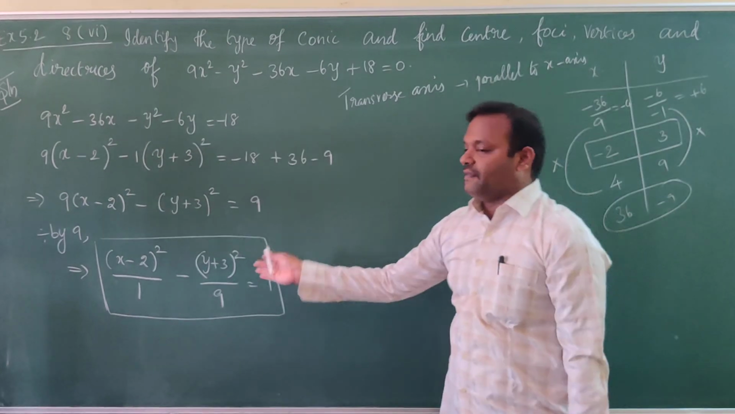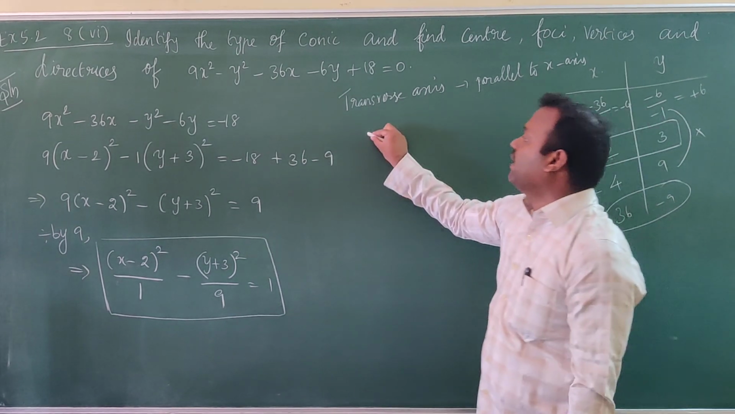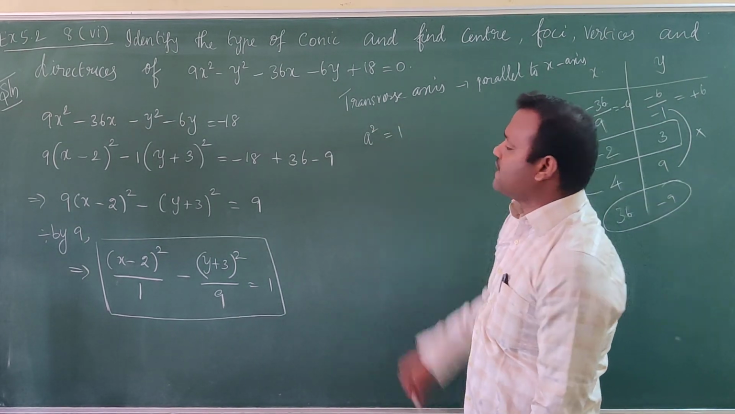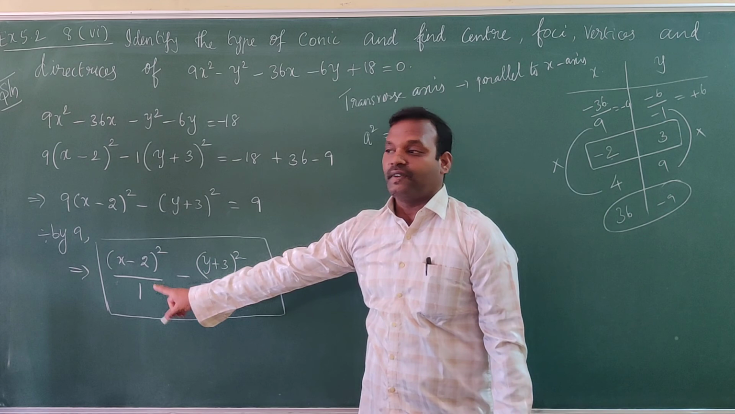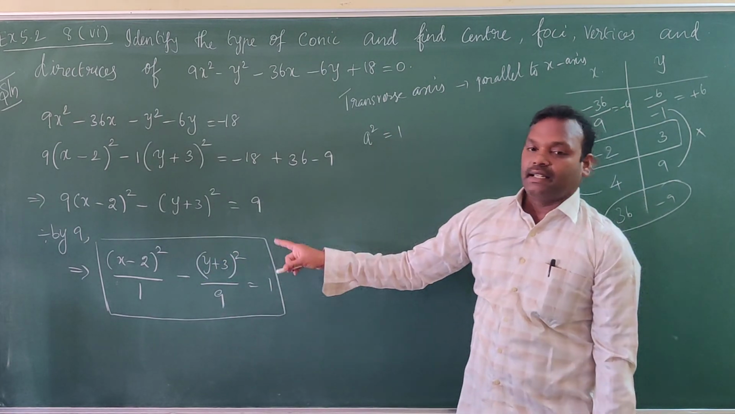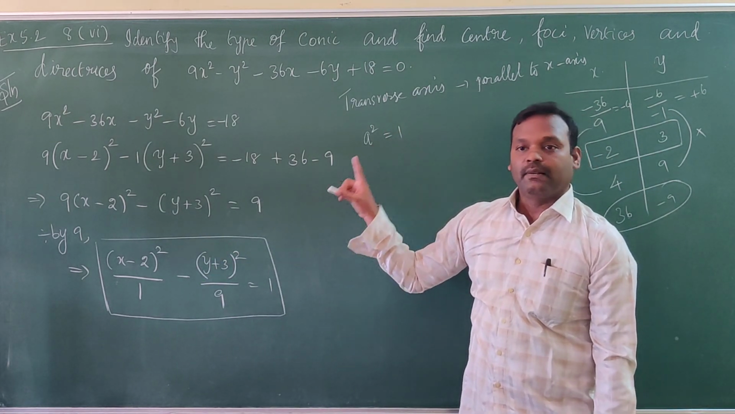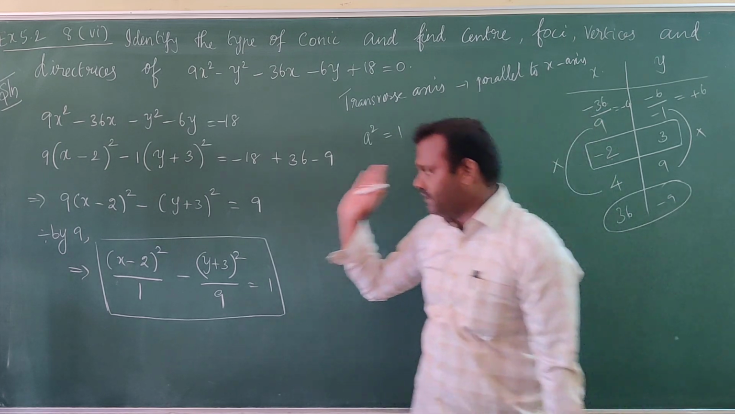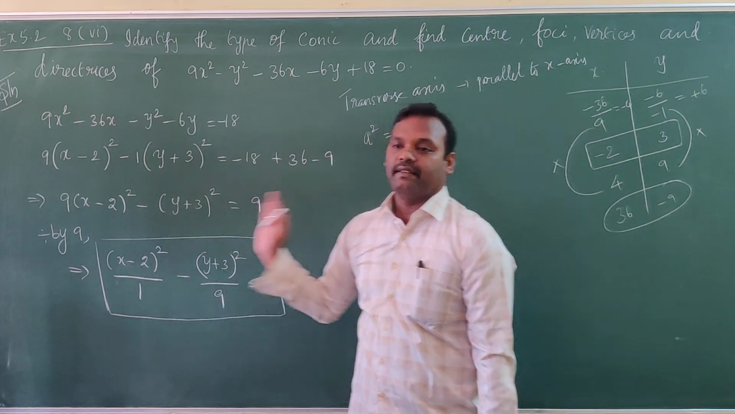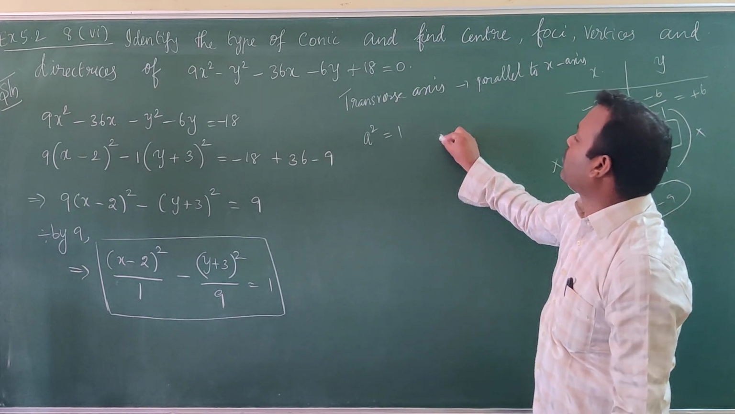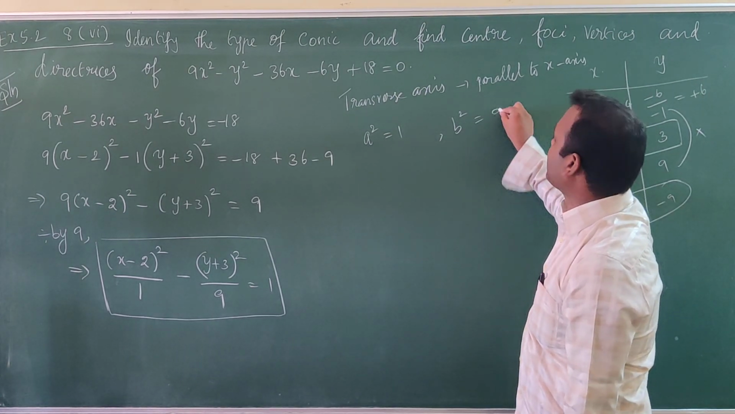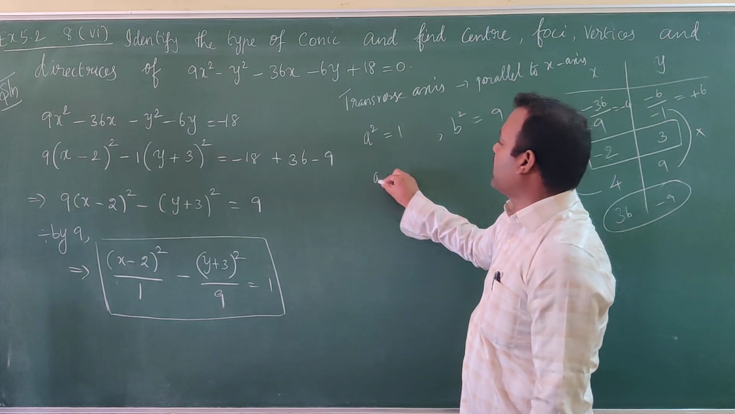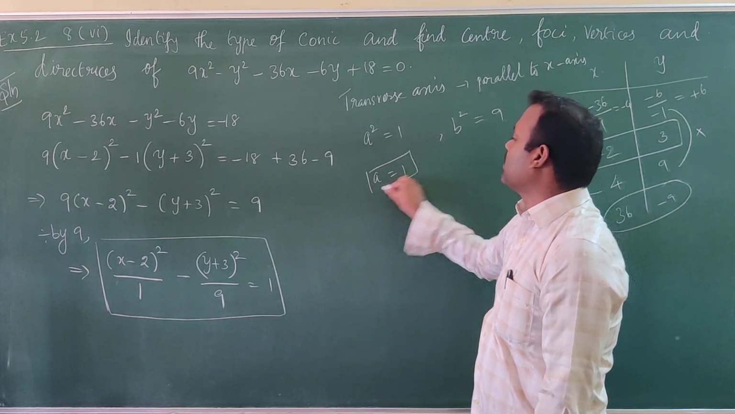And you have to identify a square and b square. The first number should be taken as a square. So the first number is 1. Greater number and smaller number comes only in the ellipse. Regarding the hyperbola, whichever is present first, you have to take it as a square. So a square is 1 and b square is 9. Okay. Now you have to find a, so a equal to 1.